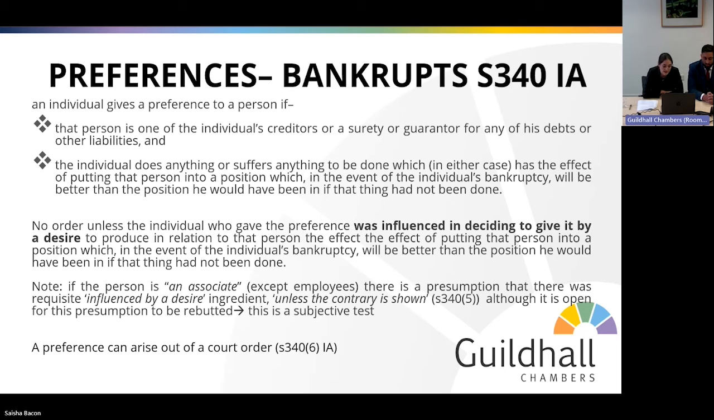The court is interested here in looking at who the preference was given to. If the person was an associate of the debtor, then there's a presumption that that debtor had the requisite desire, or the desire ingredient that I've discussed. That is a rebuttable presumption, but when the court considers that, it will look at it in a subjective way. It's a subjective test. And also, just worth noting that a preference can arise out of a court order.